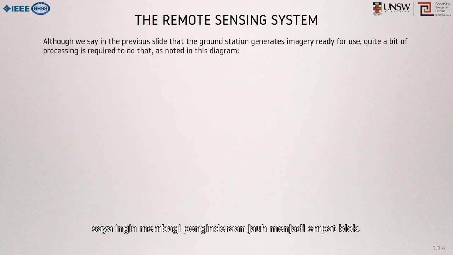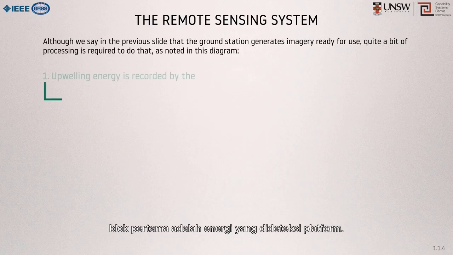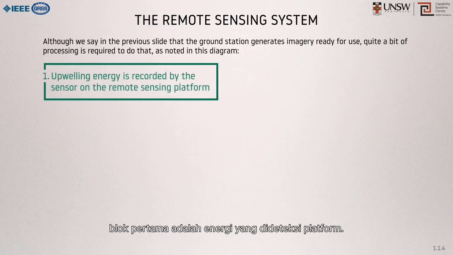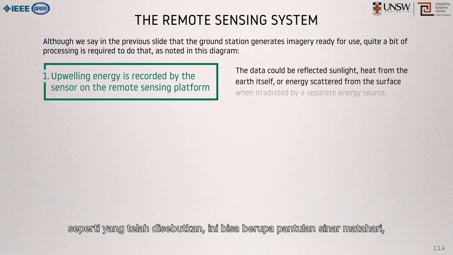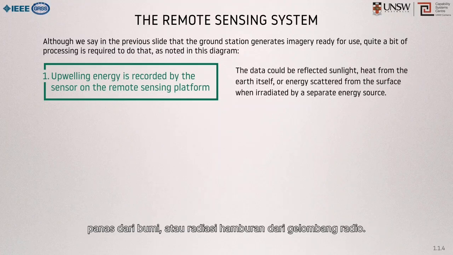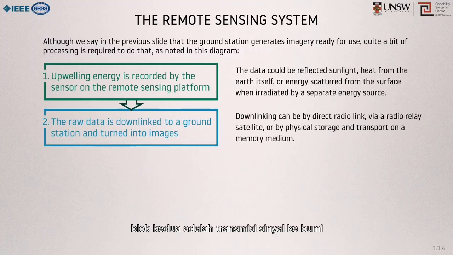I like to look at remote sensing in 4 blocks. This is like the system view of remote sensing. The first block is the energy that is detected by the platform, and as I said previously, that could be scattered sunlight, heat from the Earth itself, or scattered radiation from incident radio waves. The second block is the downlinking of the signal, which carries the information recorded by the detector, followed by the subsequent translation of that electrical signal into imagery. This normally occurs in a suitable facility on the ground.